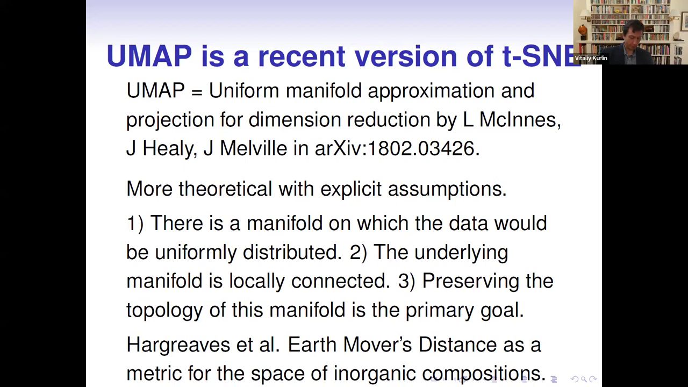Now, UMAP, so that's the next algorithm. This is similar in principle to t-SNE. It stands for uniform manifold approximation and projection. And actually the underlying paper is still in the archive, not published. It also has a lot of citations and it's written in a more theoretical language. And some assumptions are explicitly specified in the paper, so as you see. However, many concepts are used rather informally.